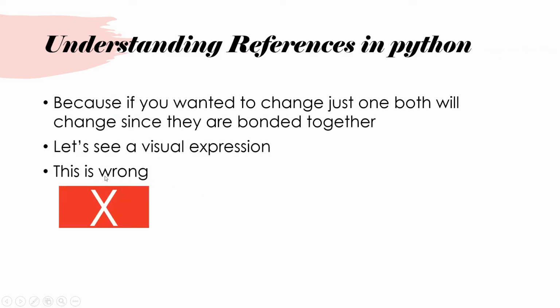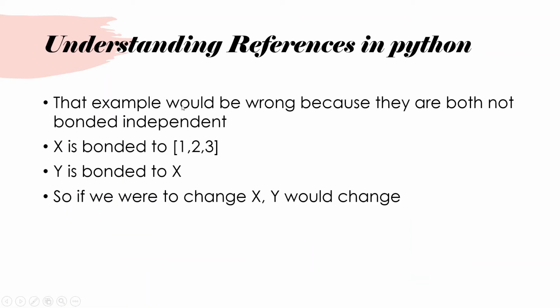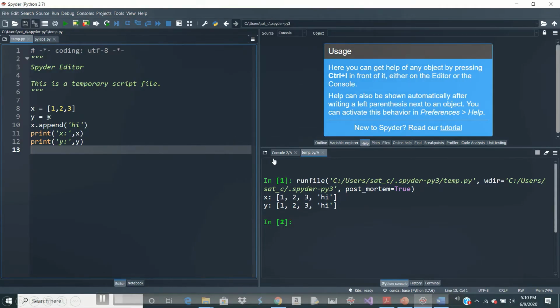This is wrong. So x and y and the list 1, 2, 3. So we're bonding x to the list 1, 2, 3 or assigning x. And we're assigning y to x. Now that example would be wrong because both of them are not independent. Because x is independent, but y is dependent of x. X is bonded to the list 1, 2, 3. Y is bonded to x. So if we were to change x, y would change also. So let's see an example of all of those.